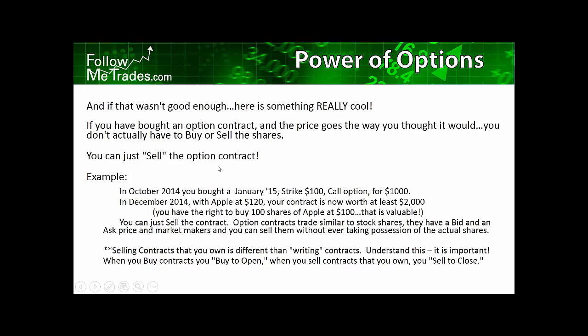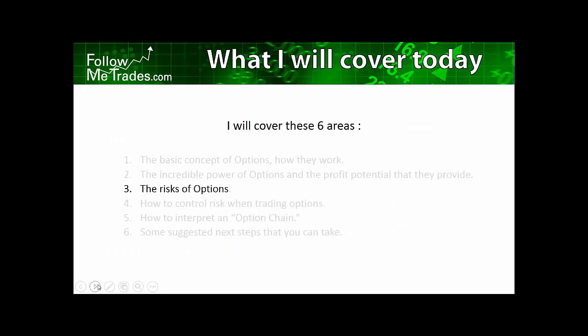And it's important, there's funny nomenclature related to option contracts. So selling can mean two different things when it comes to options. Selling contracts that you own is different than selling contracts that you don't own. Selling contracts that you do not yet own is called writing contracts. And that's important to understand because writing contracts has its own set of risks. Okay, so when you buy a contract, the terminology is called buy to open, and when you go to sell a contract that you own, it's called sell to close. So that's really important to be aware of.